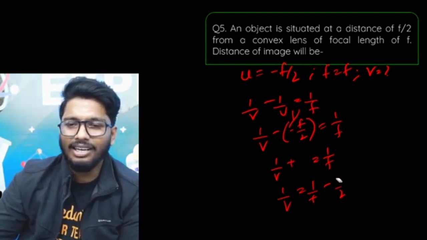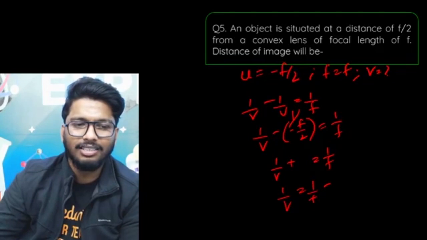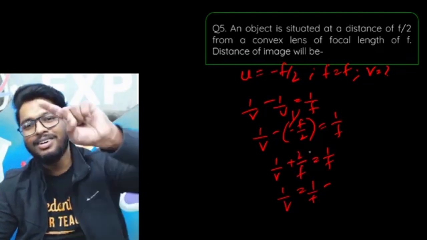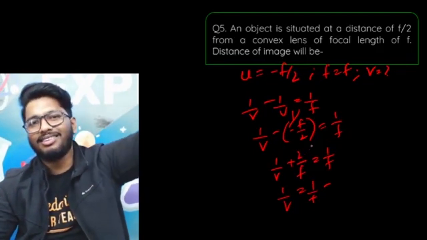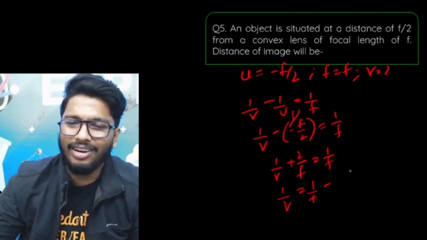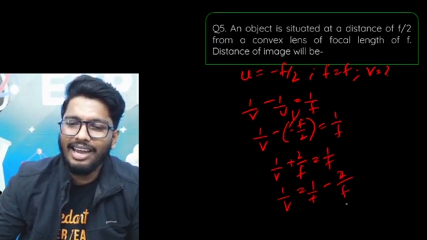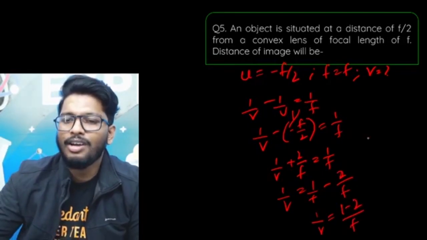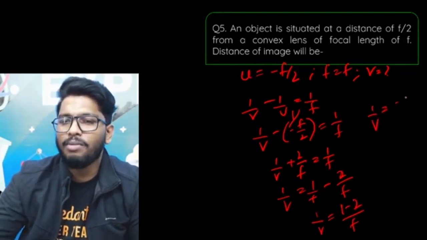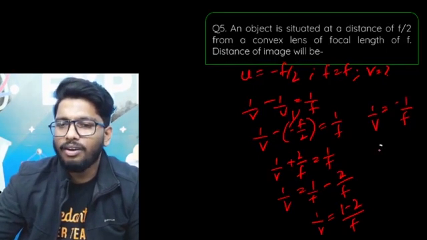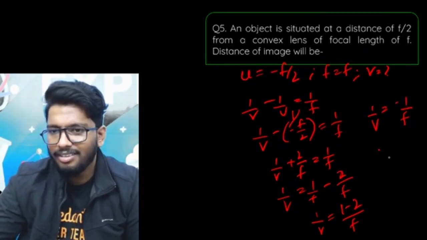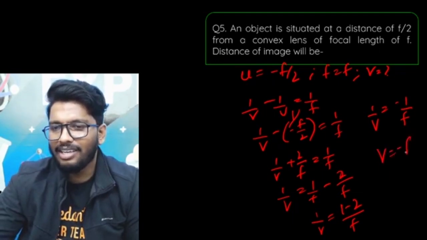So you can rewrite this as 2 by f, because it's 1 by f by 2. So when it goes to the numerator, it'll be 2 by f, right? So 2 by f is what you're going to get. Then f is a common denominator, so you can write it as 1 minus 2 by f. So 1 by v is equal to minus 1 by f. All right. So what is v? V is equal to minus f.